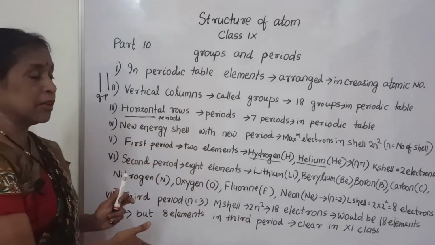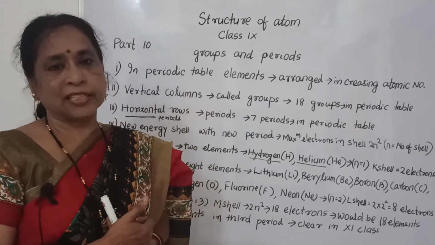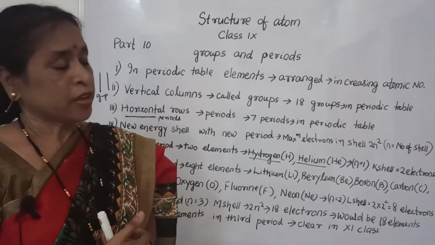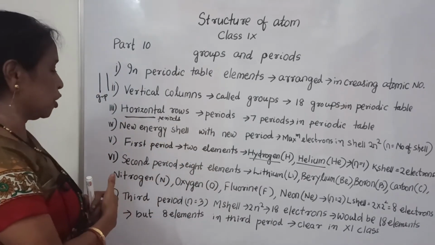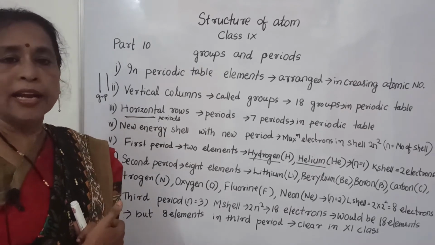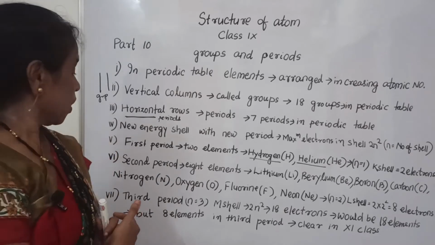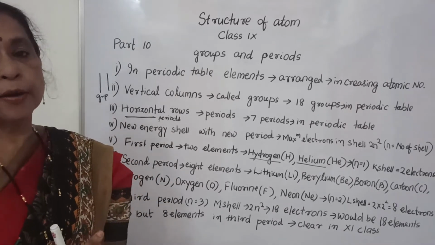I think this will be clear in class 11th science, in the chapter atomic structure and periodic classification. I hope at that time you will get the answer to the question why it contains only 8 elements, though it could contain 18 elements. So next we will see what are the elements in the third period.